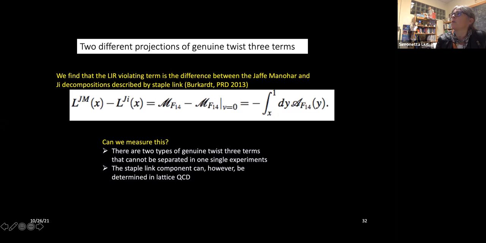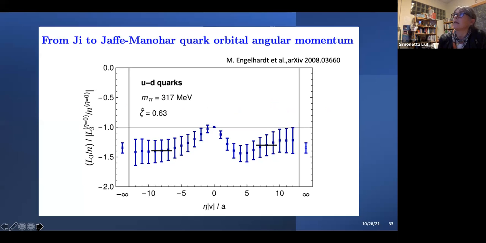Okay, and so in experiment, we cannot measure these two separately. They're always going to appear in the equations for the cross sections and asymmetries together, unless we do an experiment that is aimed at measuring GTMDs specifically. And so the staple link component can be, however, determined in lattice QCD, and that's what we are relying on.